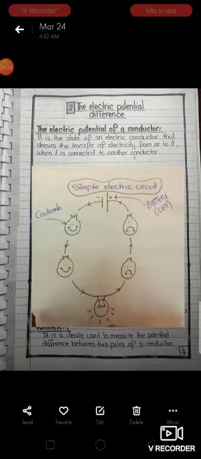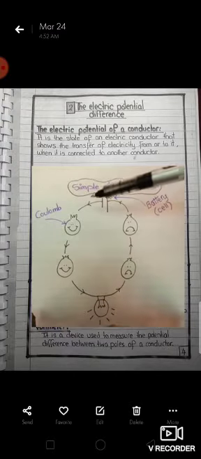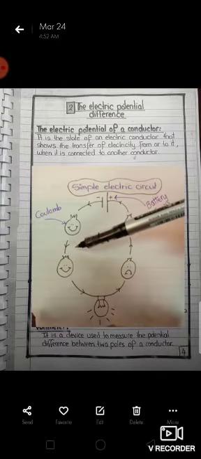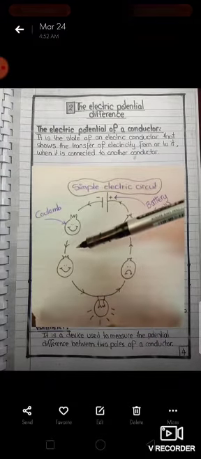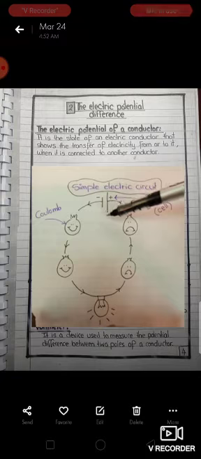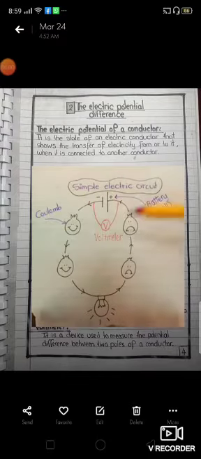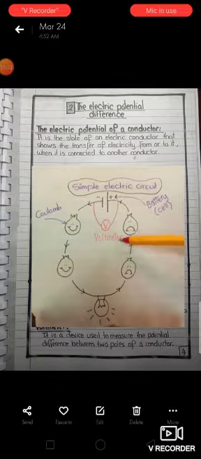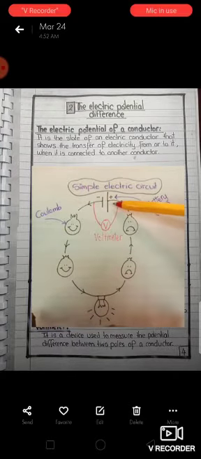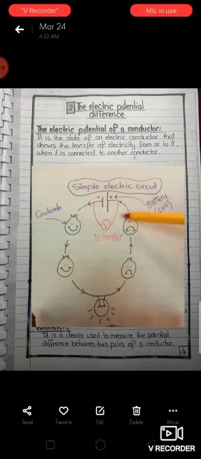If we measure the difference in the energies before the cell and after the cell, we will get the amount of energy given to each coulomb of charge, and this is the definition of the volt. The voltage is how many joules of energy we give to each coulomb. We use the voltmeter to measure the potential difference around the cell. And as we can see, the voltmeter is connected in parallel with the electric circuit.